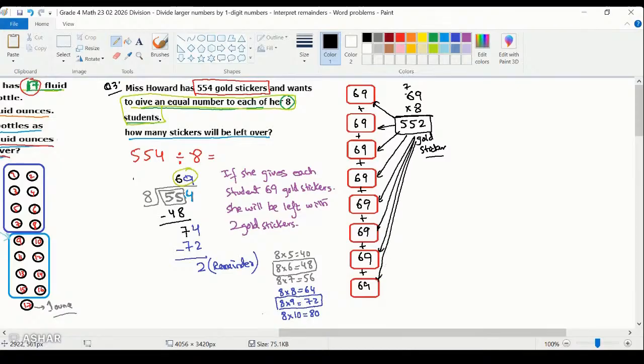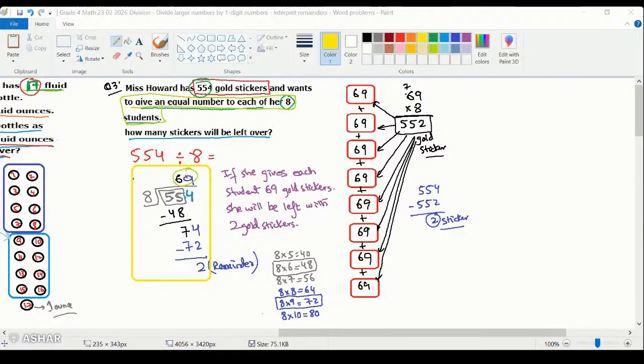But how many stickers did she have in total? She had 554 stickers minus what she gave away. So 2 stickers are left. Agreed? We did the same working. Adding the numbers takes a lot of time. So what we prefer doing is the division. Division is an easy method. Whatever is left at the end would be the remainder. Agreed? Okay, moving ahead.